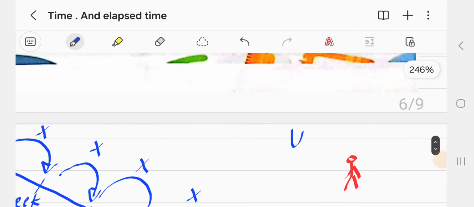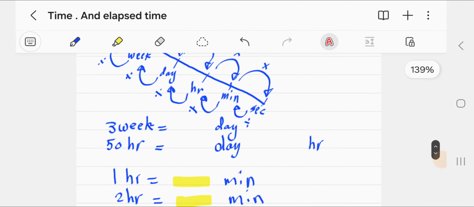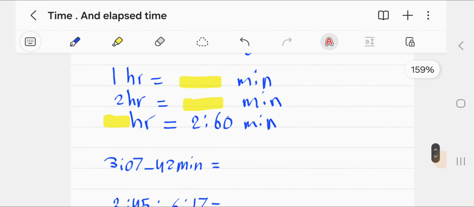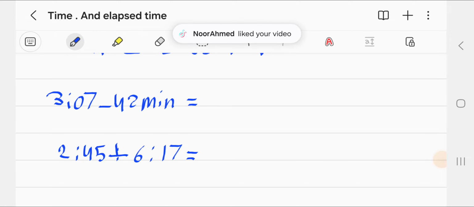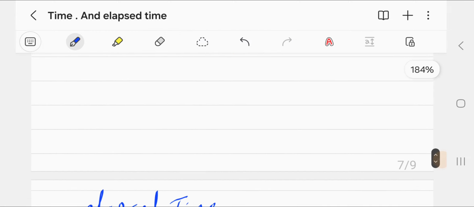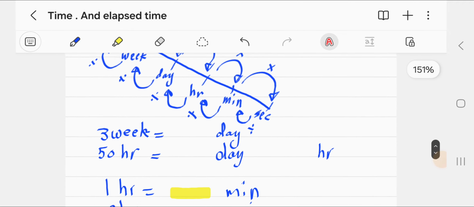The first thing is the units, how to convert the units to each other, and here how to make subtraction or addition about time, and then how to solve the questions about elapsed time. I know you studied this before in primary 3.